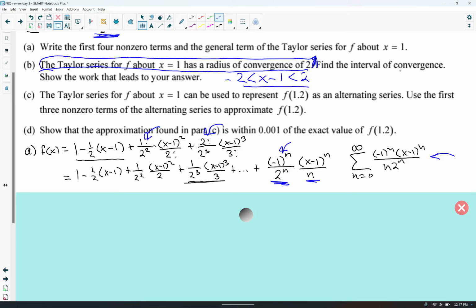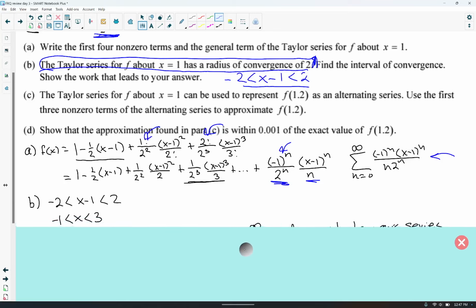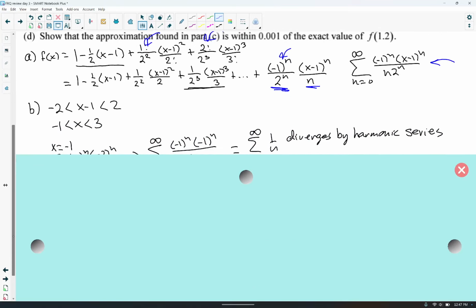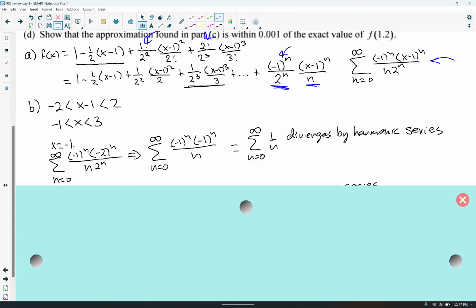Find the interval of convergence, show the work that leads to your answer. So there's that first sentence, and then we just add 1 to both sides. But now we have to check the endpoints. So here's checking -1. When you plug in -2/2, that'll be -1 to the n.